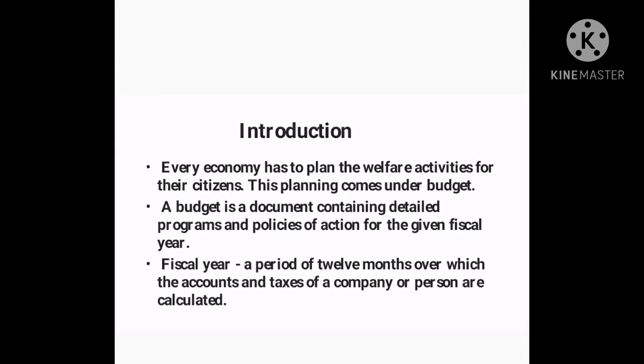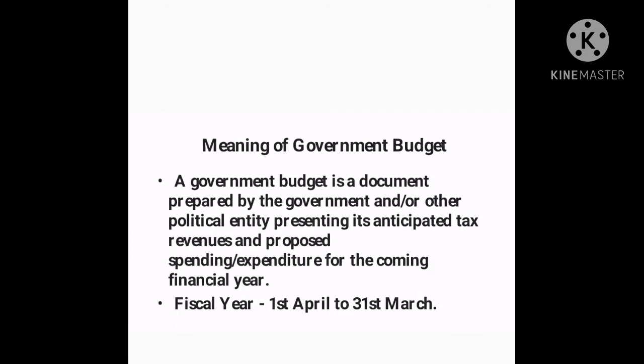A budget is a document containing detailed programs and policies of action for the given fiscal year. Now, what is fiscal year? A period of 12 months over which the accounts and taxes of a company or person are calculated. Now, meaning of government budget.